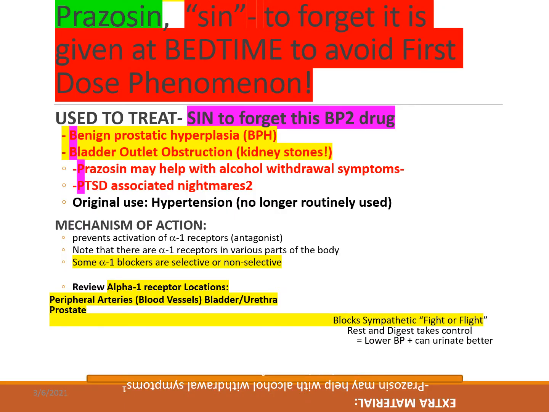Now we directly go on to prazosin. Prazosin: it is a sin to forget to take this drug at bedtime to avoid first dose phenomenon.